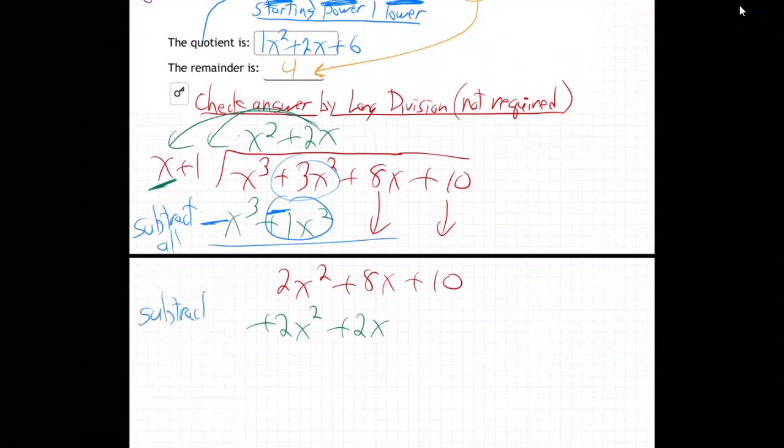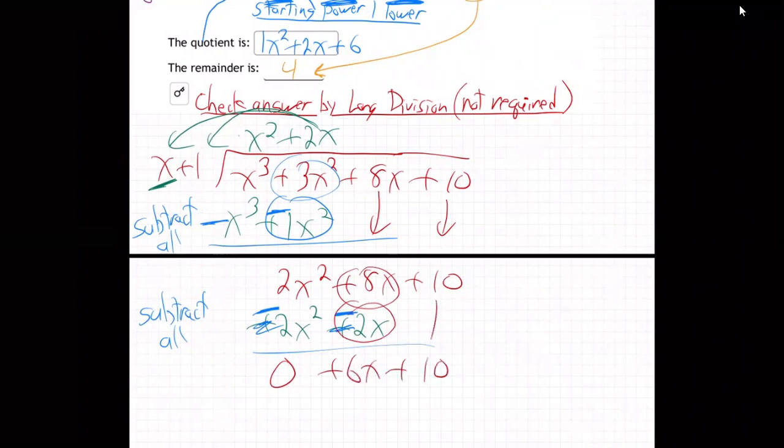Subtract all. So make that minus, get rid of the old signs. So 2x squared minus 2x squared, 0. You always should get a 0 in the front. 8x minus 2x is 6x. Bring down the 10. Get rid of the 0. Last step. See how it's coming out the same, by the way? See, x squared plus 2x, x squared plus 2x come out the same.